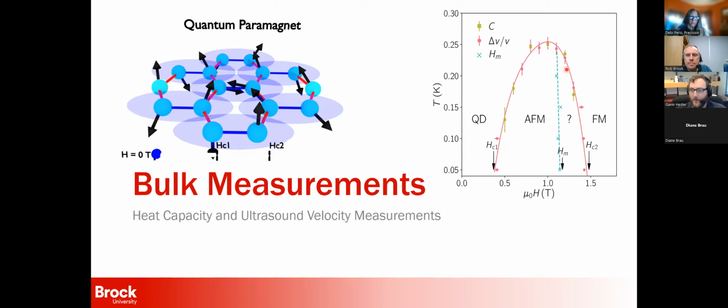And this is something I'll talk about a little bit, but I'm happy to answer more questions about, because we see some definitive change in the heat capacity and ultrasound velocity between this field of about 1.2 Tesla. And then eventually you reach the second critical field at 1.4 Tesla. Now all your spins are parallel to the field, so treating it as a Bose-Einstein condensate no longer becomes useful.